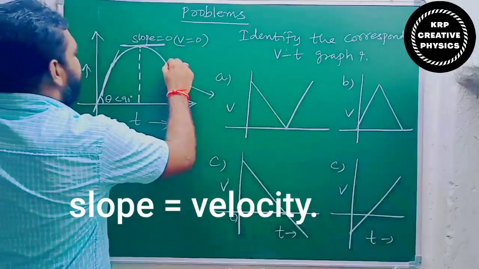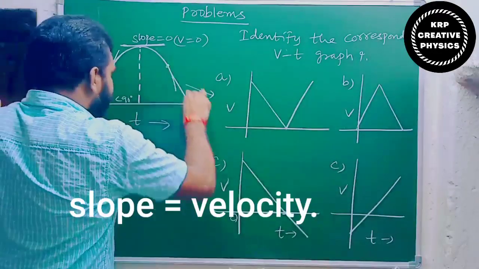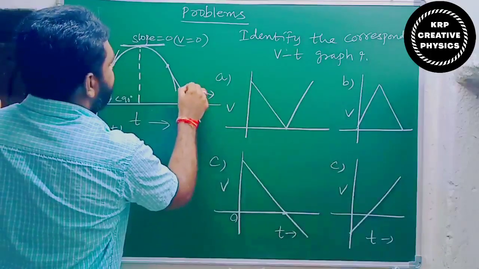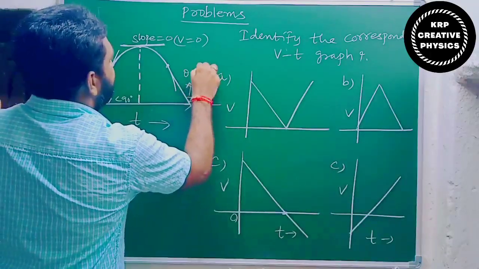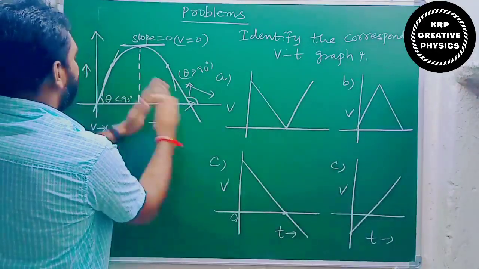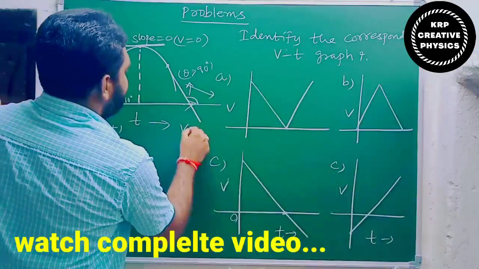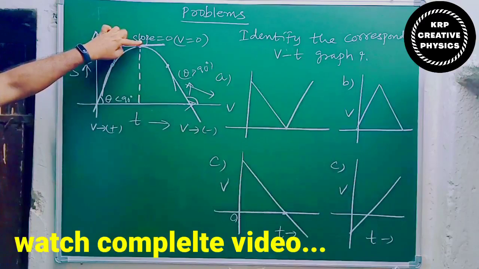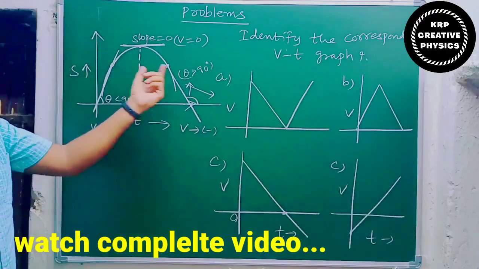In the same way, here also I am drawing a tangent. What is it going to make here? Theta is greater than 90 degrees. Theta greater than 90 degrees means this side indicates negative velocity. So at the middle velocity is 0. By this we can check the options.